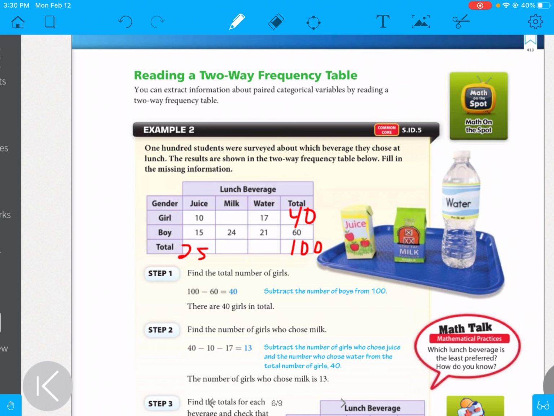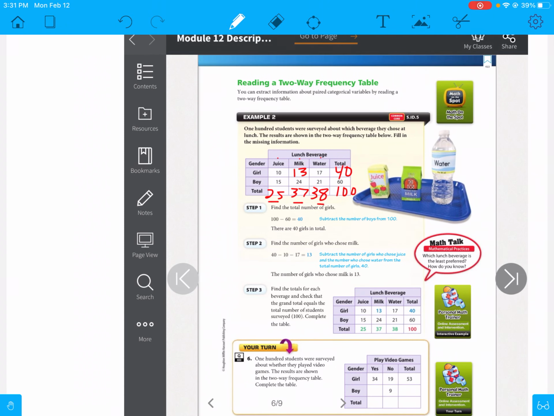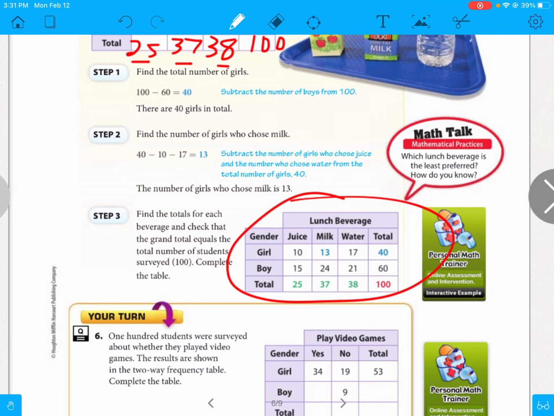For water, we can add those up. 17 plus 21 is 38. Now to figure out the milk, it's going to have to be juice plus milk plus water equals 40. So I can do 40 minus 10 minus 17 is 13. Now 13 plus 24 is 37. The best way to double check is going to be 25 plus 37 plus 38, and that equals 100. So that works out. And here's all your answers right there.